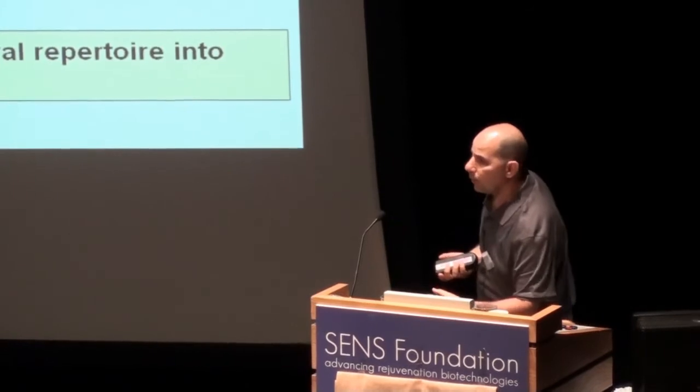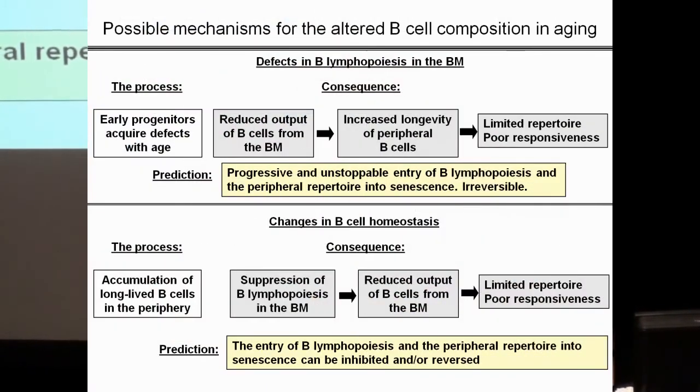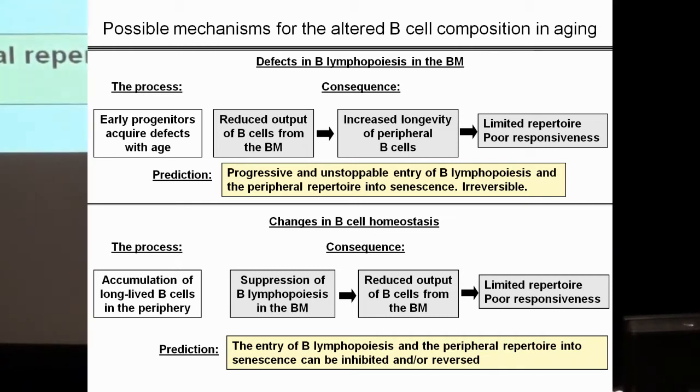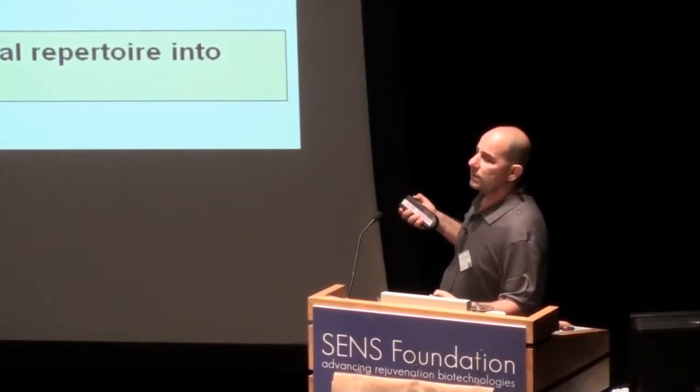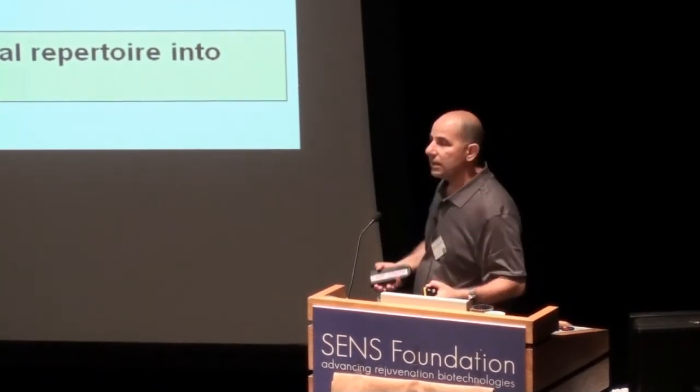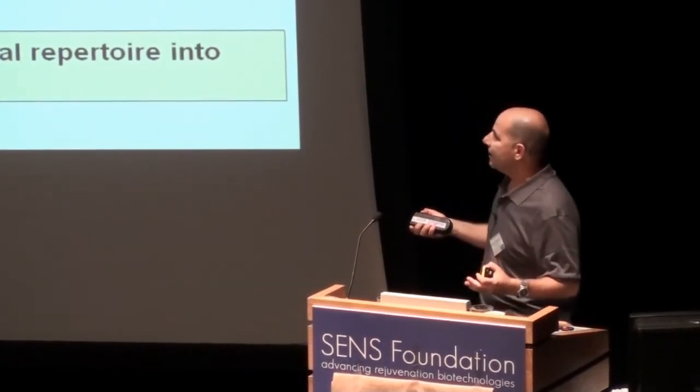We approach this by bringing another possibility, that aging is basically the consequence of homeostasis. If we want to simplify it, aging is the outcome of demand and supply. Accordingly, we thought that in aging there is accumulation of long-lived B cells in the periphery. These B cells, by some mechanism that is yet to be discovered, suppress the process of B-lymphopoiesis in the bone marrow. As a consequence, there is a reduced output of B cells from the bone marrow, resulting in the same thing, limited repertoire and poor responsiveness. However, in contrast to the previous model, this model, because it is based on homeostasis, predicts that if we are able to control or manipulate homeostasis, then we can reverse aging.